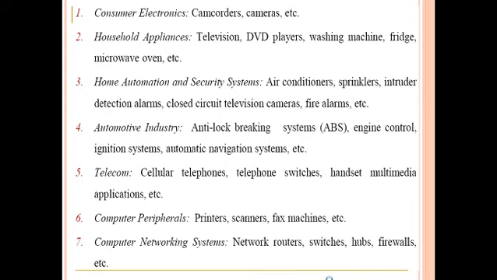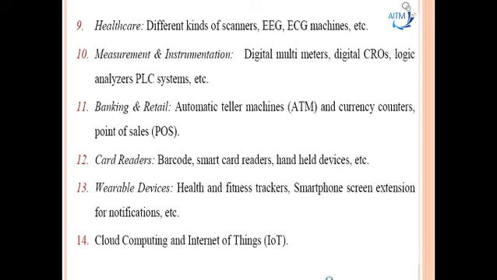Then embedded systems are used in telecommunications like cellular telephones, telephone switches, handset multimedia applications, etc. Embedded systems are used in computer peripherals, like printers, scanners, fax machines, etc. And embedded systems are used in computer networking systems, like network routers, switches, hubs, firewalls, etc. Then embedded systems in healthcare, different kinds of scanners, then EEG, then ECG machines, etc. are embedded systems.